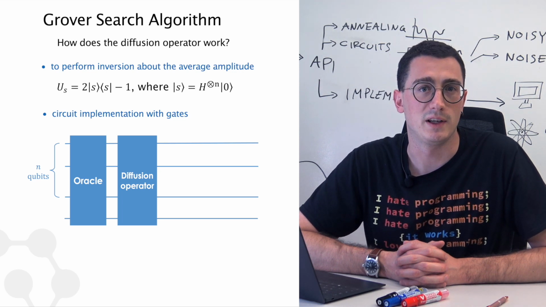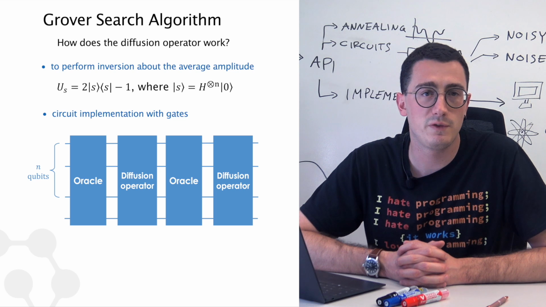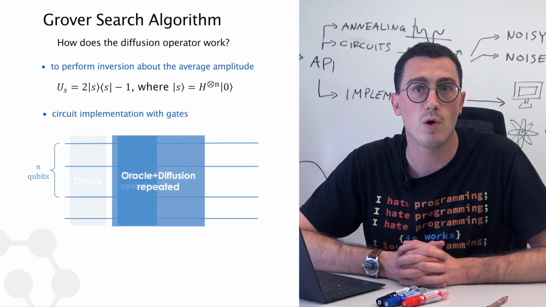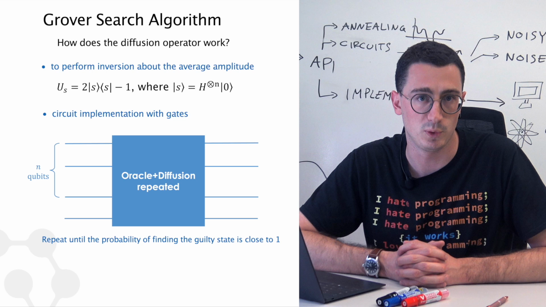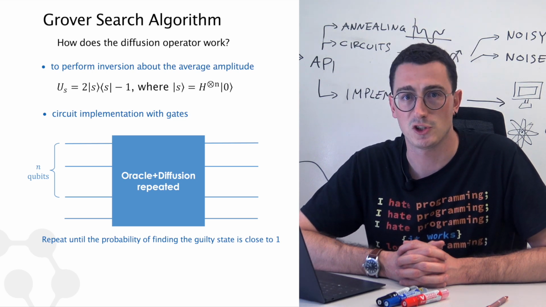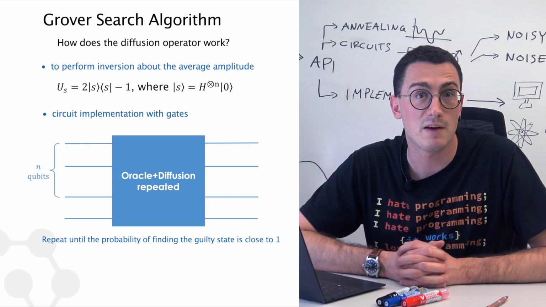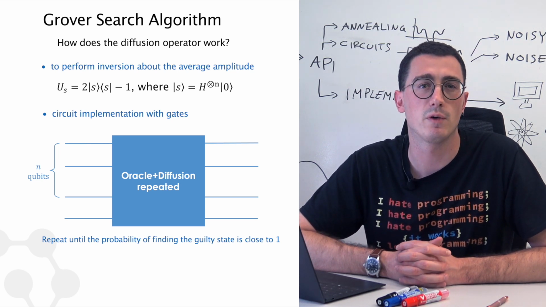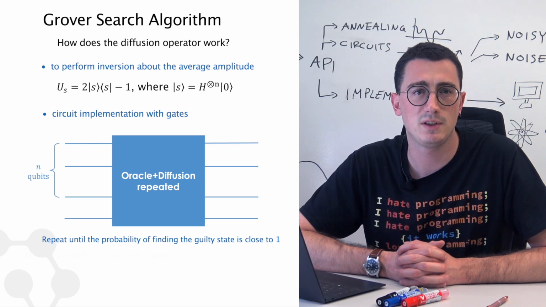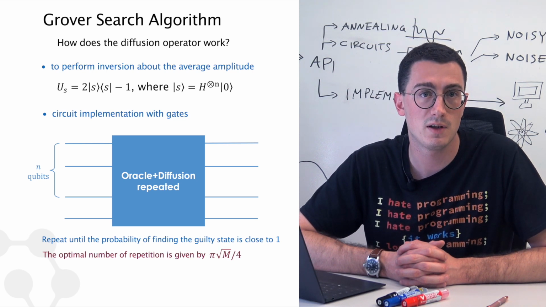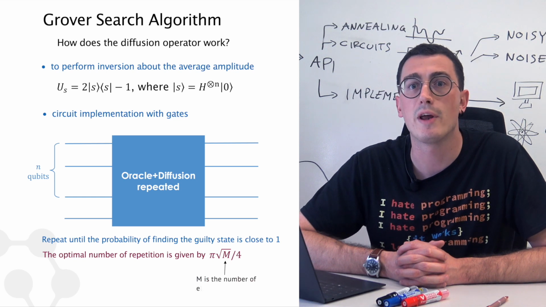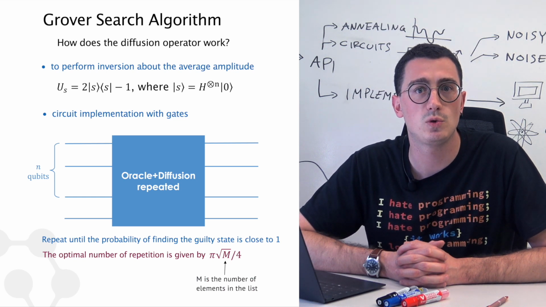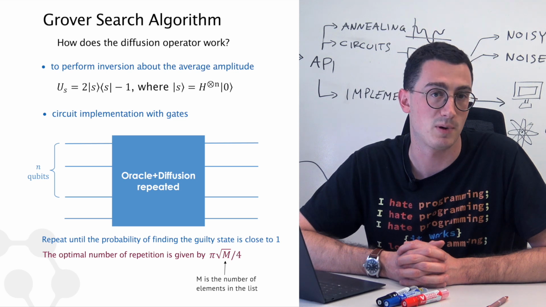What you can do at this point is to repeat the sequence oracle, diffusion operator until the probability of finding the guilty state after computing the measurements is very close to 1. It is important to mention that this configuration can be reached after a precise number of repetitions of the sequence oracle, diffusion operator. In particular, we can maximize the probability of finding the guilty state by executing this routine pi divided by 4 times the square root of M times, where M is the number of items you need to explore as candidates to solve the problem.